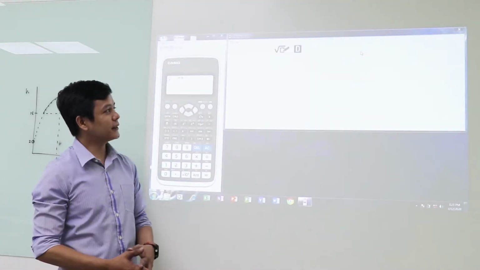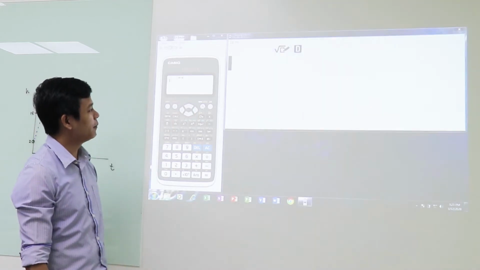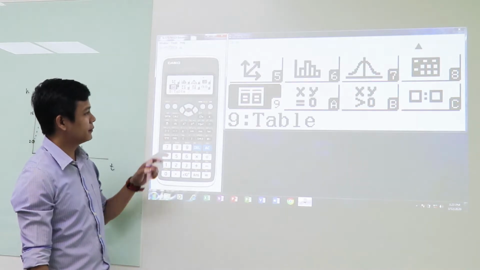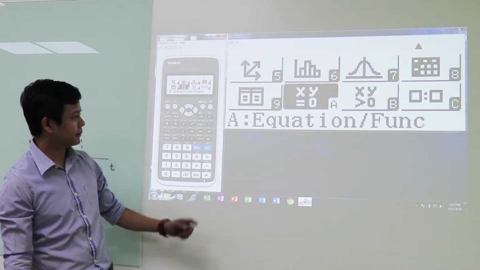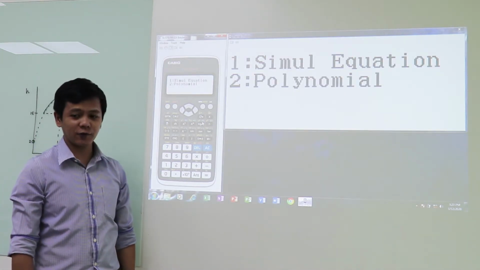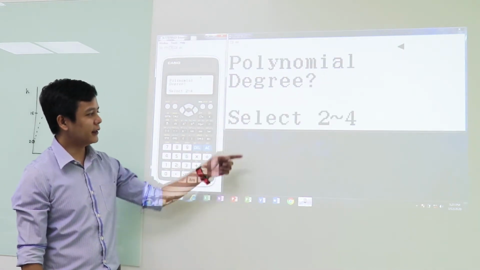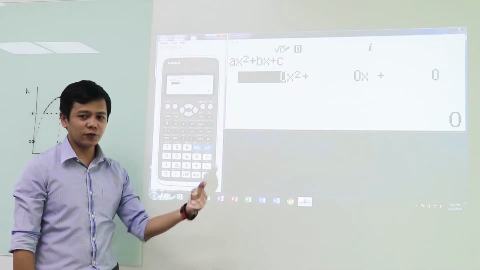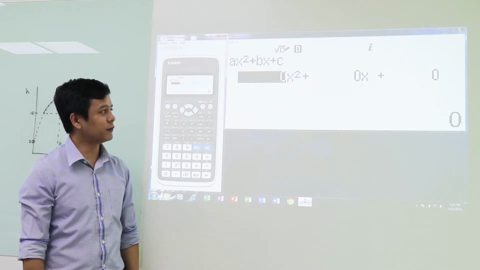To be able to answer the first problem, we have to go to the menu of the calculator, the equation or function. Menu, go down. Here, press equals to access that. Since the problem has something to do with quadratic function, we have to press polynomial. And then the degree of the quadratic function is degree 2, so press 2. So here we go. We just have to input the coefficients of the function.